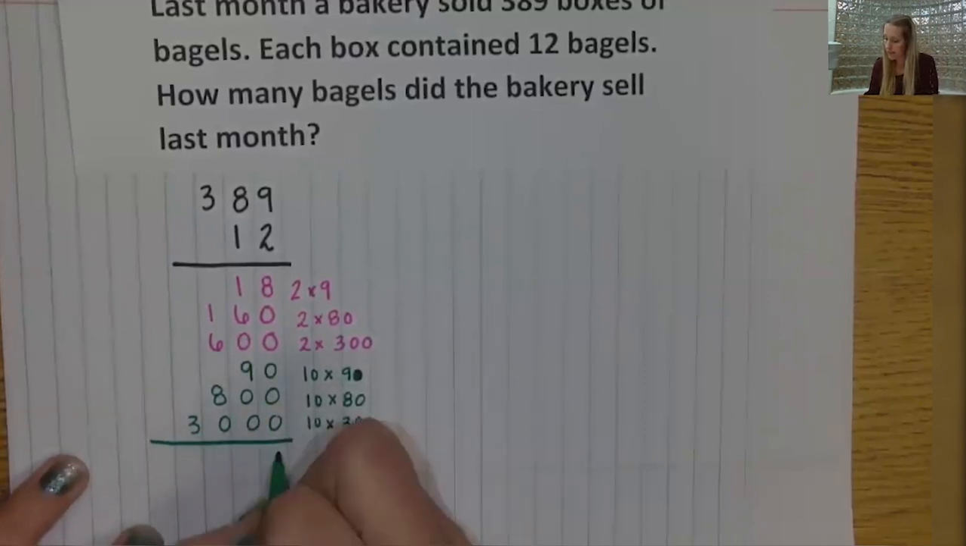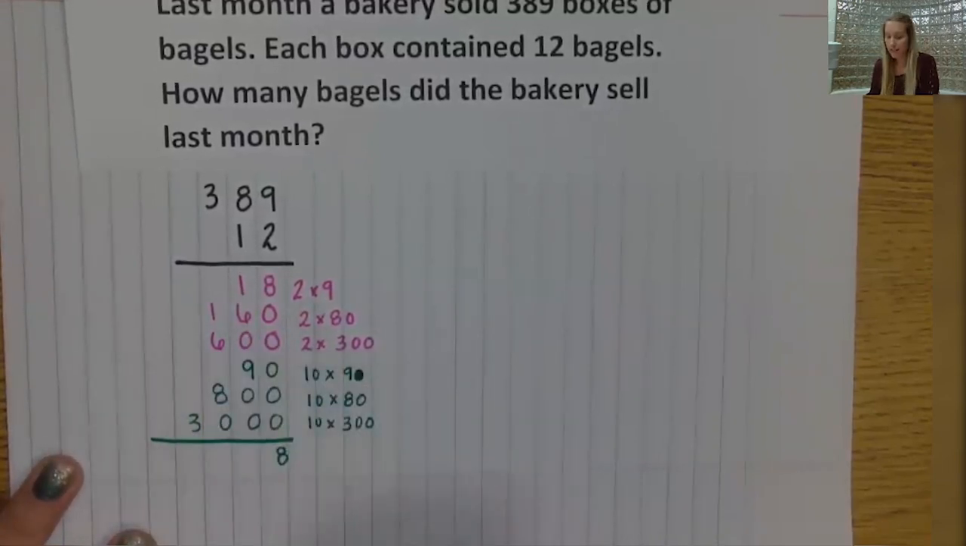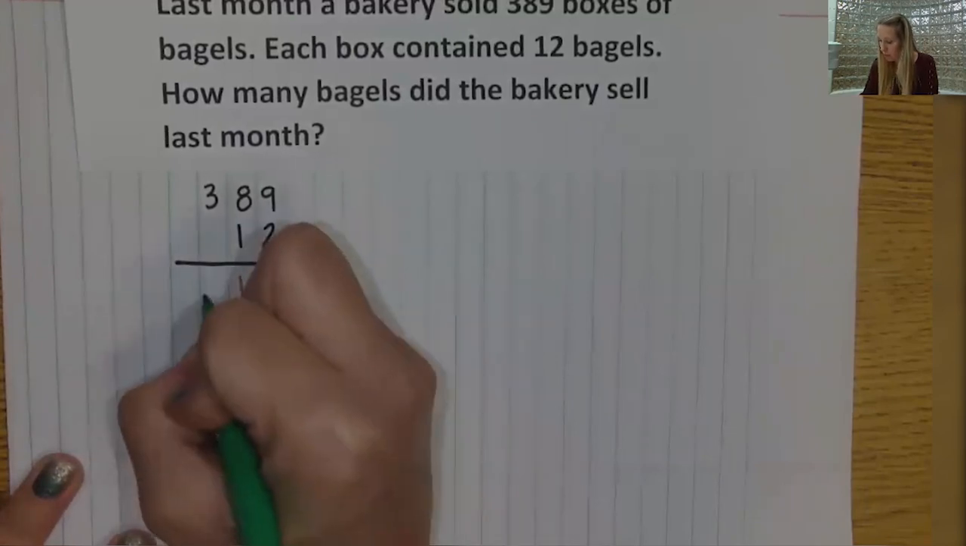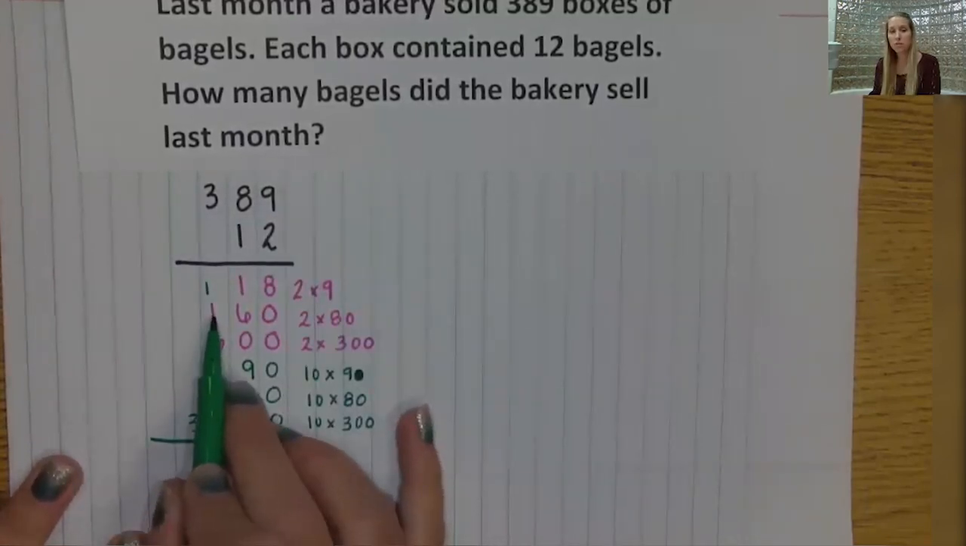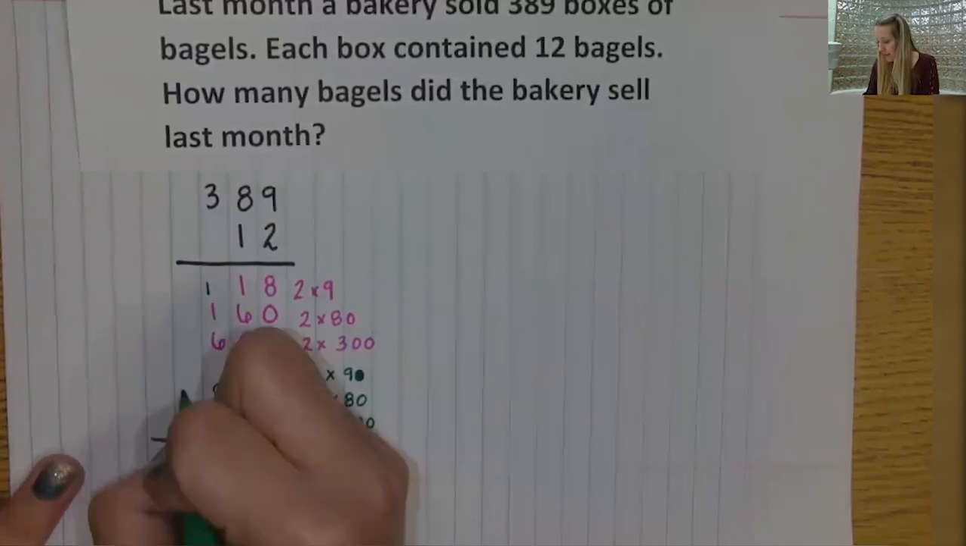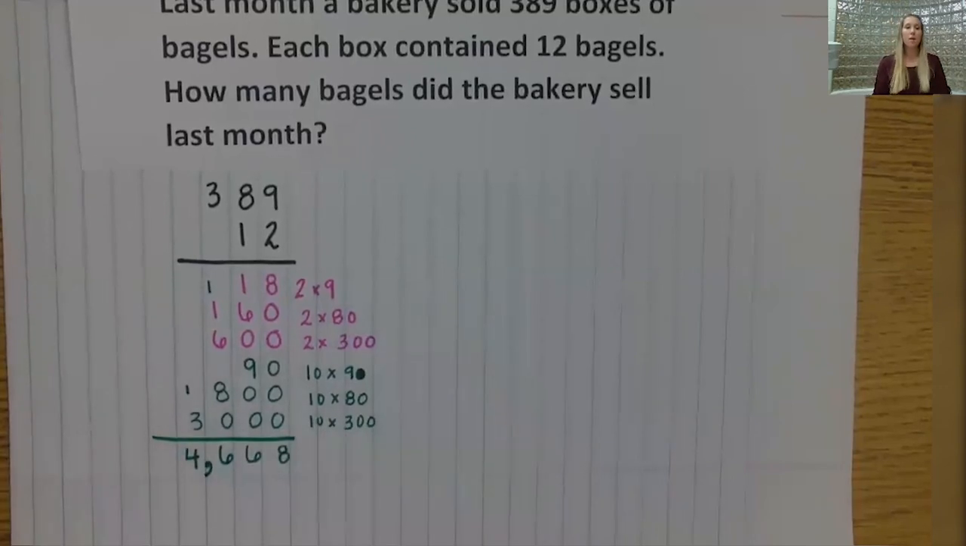8 plus 0 is 8. 9 plus 6 is 15, plus 1 is 16. Regroup a 1. 8 plus 6 is 14, plus 1 is 15, plus 1 is 16. And 3 plus 1 is 4. And so we ended up with 4,668 bagels that the bakery sold last month.